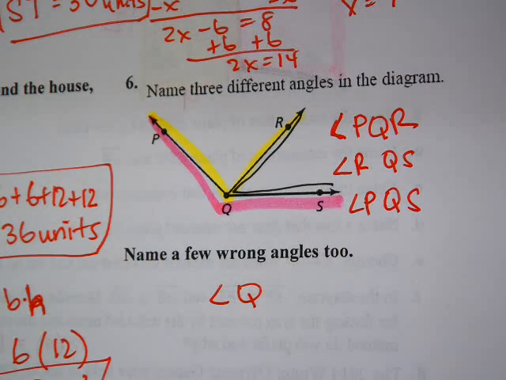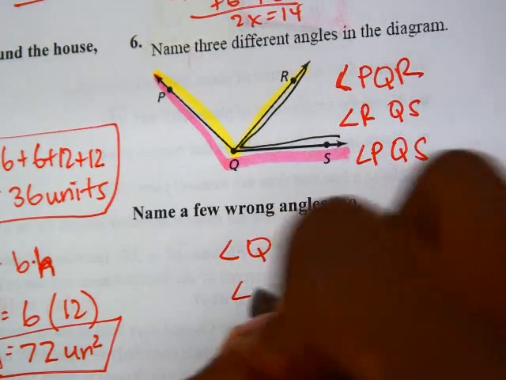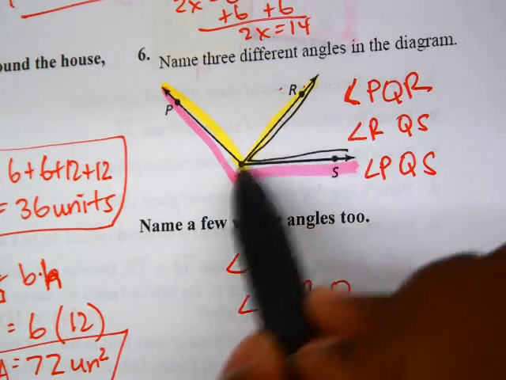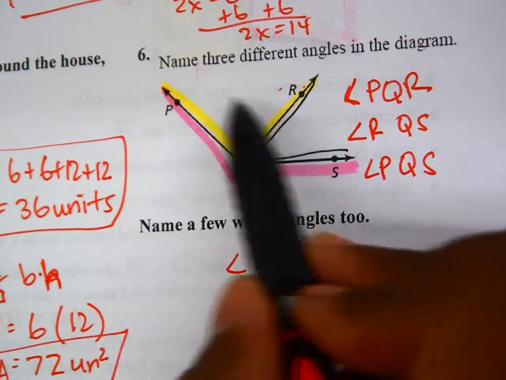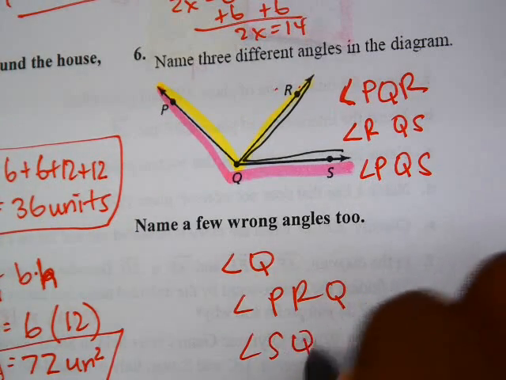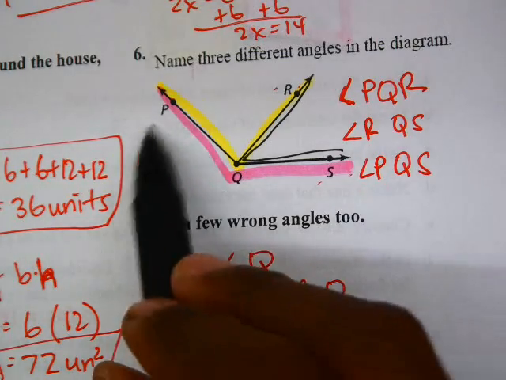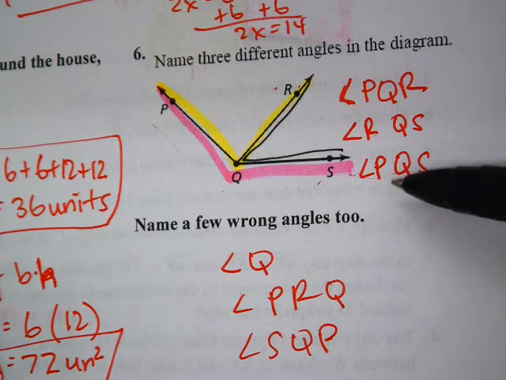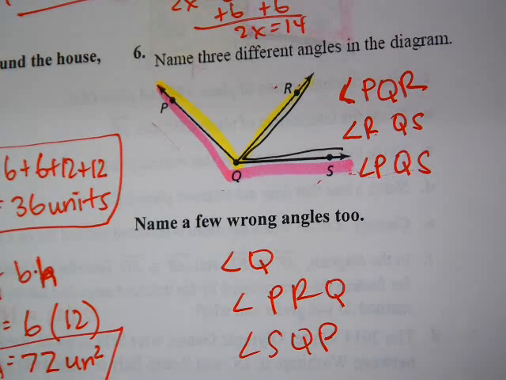Name a few wrong angles too. Well, I told you angle Q is incorrect. Maybe angle PRQ is incorrect because that's not the angle. That's not this one. And if I said SQP, it's technically this angle, but I have already said PQS. Those are the same things. So you shouldn't be naming the same one twice.